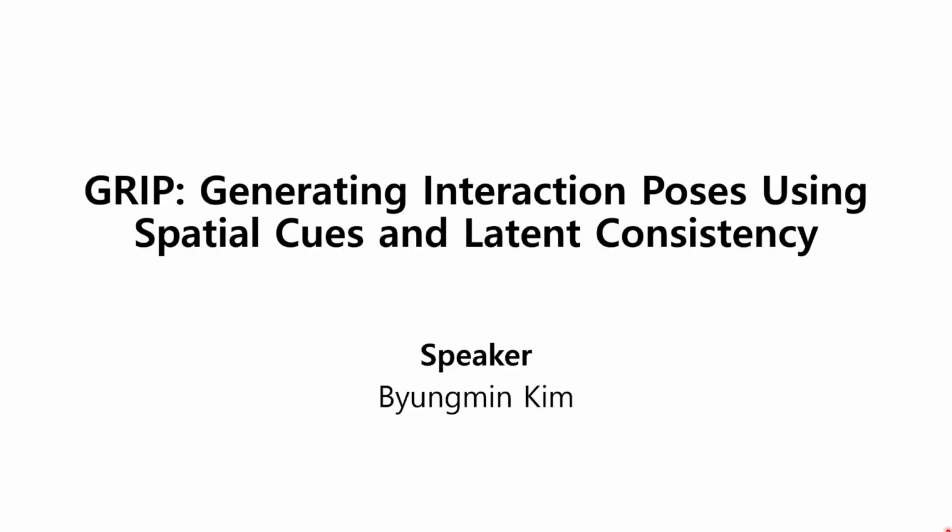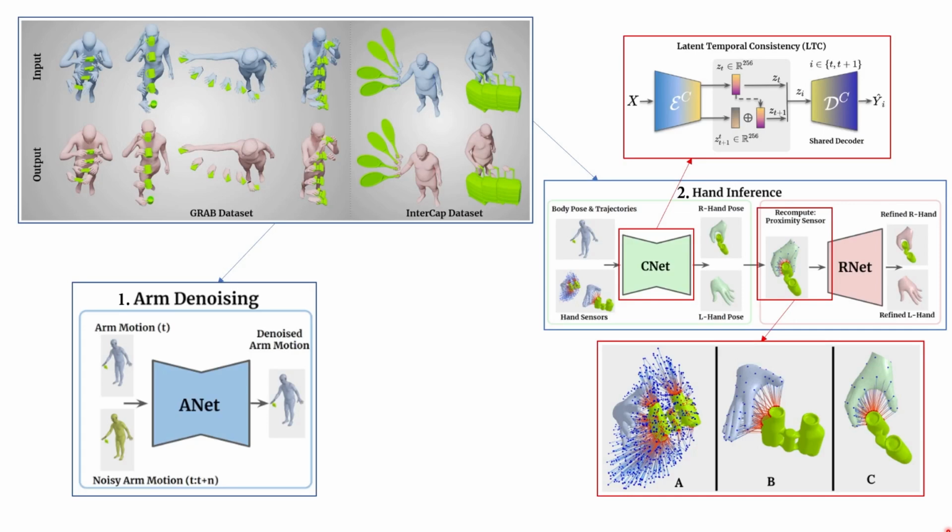Hello everyone, I'm Byungmin Kim from IIIXR Lab, and today I'm going to introduce Grip, a novel method for generating realistic hand-object interaction poses using spatial cues and latent consistency. Human hands play a crucial role in object manipulation, yet existing methods often neglect hand motion or focus only on static grasps. Traditional approaches either require complex motion capture setups or rely on optimization techniques that are computationally expensive.